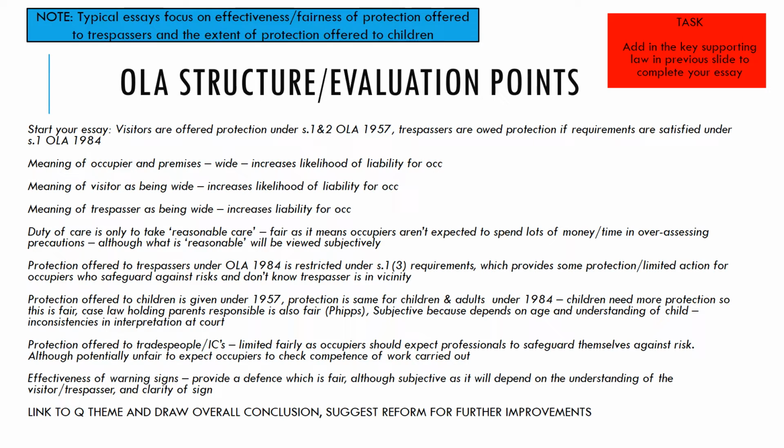Talking about the law and protection offered to trespassers could be paragraph 3, if that needs to be included in the essay. Talking about protection offered to children could be paragraph 4. Talking about the protection offered and the liability for tradespeople and independent contractors could be the 5th paragraph, and then defences, paragraph 6. I hope that helps you in preparation of your essay. Any questions, please just write them in the comments.